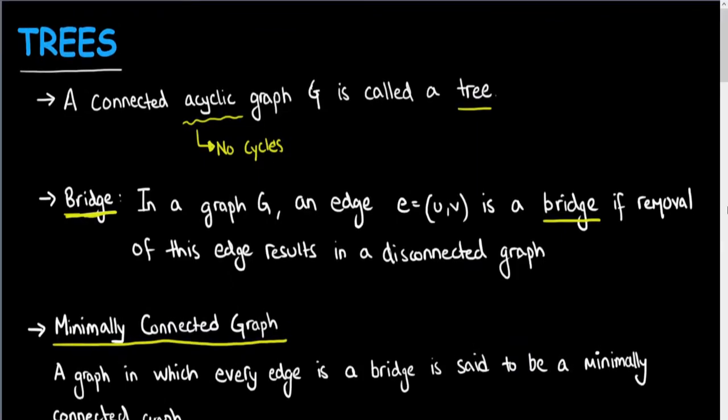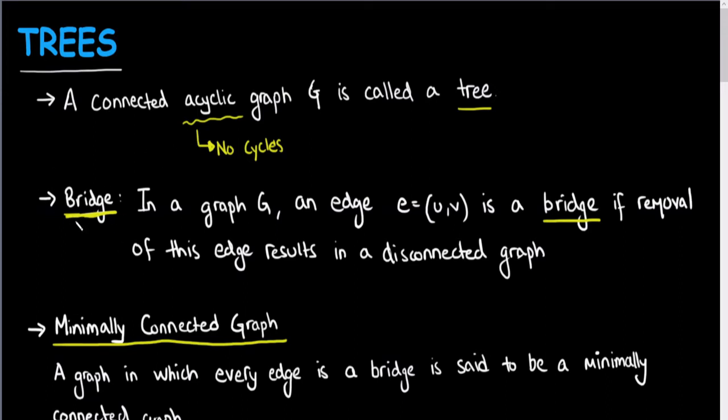Today we'll be discussing trees. So a connected acyclic graph G is called a tree. As it may be clear from the name itself, acyclic means that there are no cycles in our graph. So any connected acyclic graph is called a tree. Alright, so that's the basic definition of a tree.